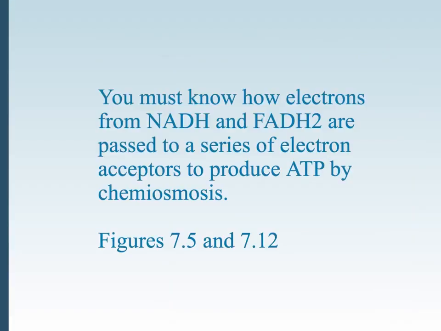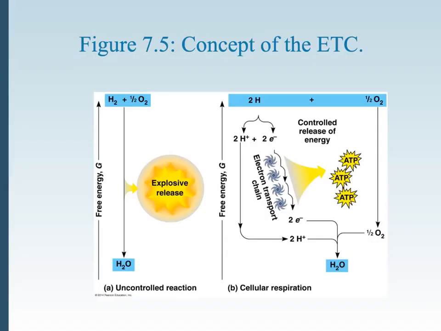You have to know how those electron carriers work. That's what this is saying. You need to know how electrons from the NADH and the FADH2 are passed to a series of acceptors to produce ATP. So I like this diagram, and the analogy I used in class was to say, you go to the gas station, you put gas in your car, and if all of the potential energy that's in that gas is released at once, your car would explode at the gas station. And that's not what happens, and that's a good thing.